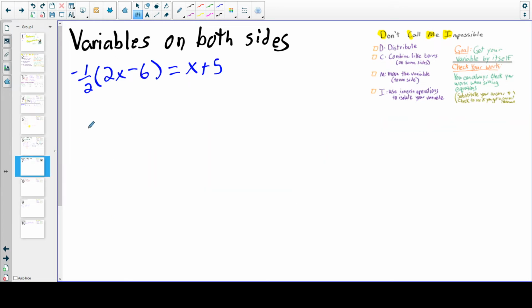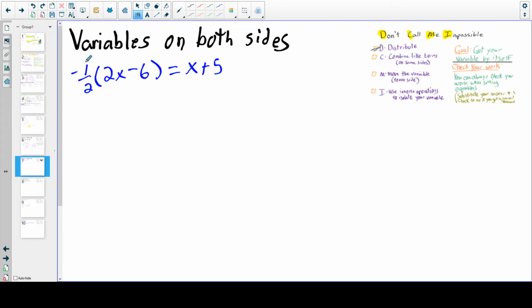All right, let's do another one. But this time, we're going to use a fraction. Okay, so let's choose this color, because why not? All right, a lot of you might say, oh my god, there's a fraction. I don't know what to do. Don't call me impossible. DCMI. Can I distribute first? Yeah. Here's a number, and it's being multiplied to something in parentheses.